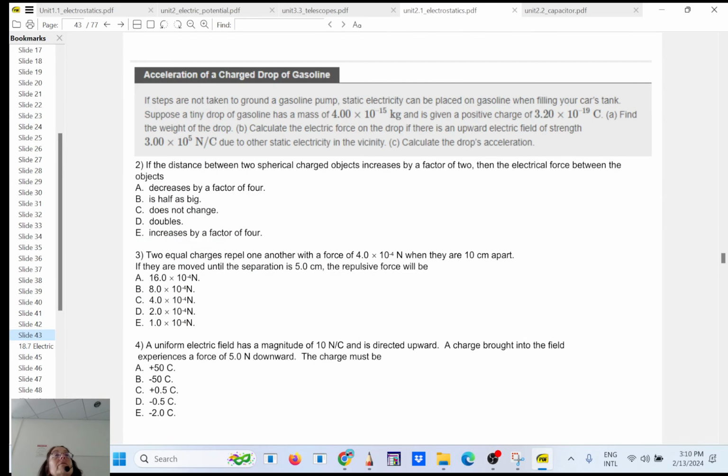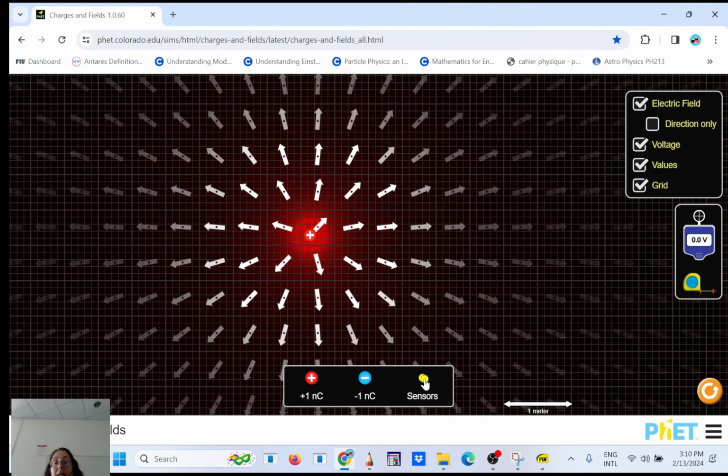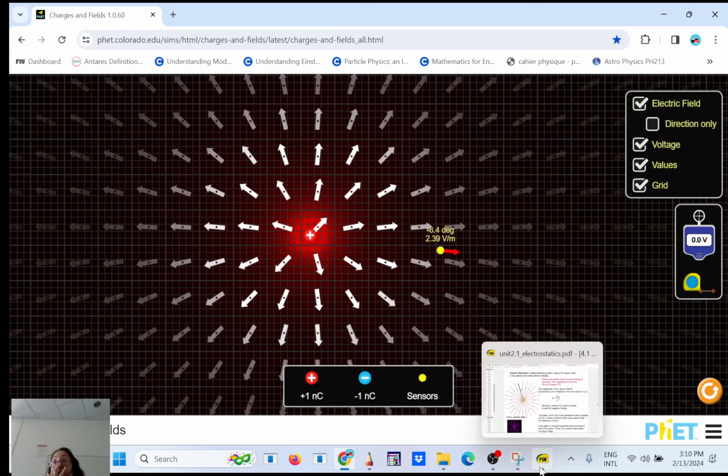It decreases by a factor of 4 because it's an inverse square law. Talking about inverse square law, you see, the electric field is the force per unit charge. You see how it decreases? And we just showed that it's an inverse square law, yes? Remember I showed you that?